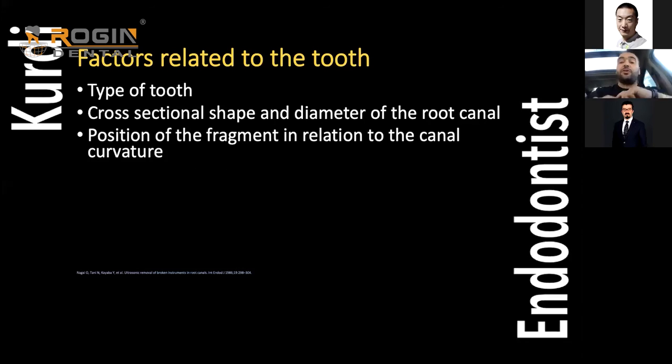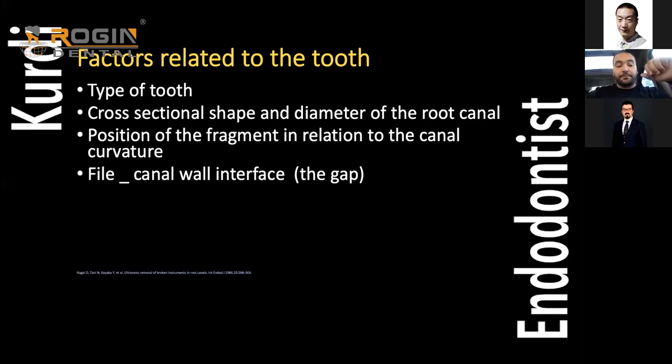Position of the fragment in relation to the canal curvature. Here we have to stop a little bit because according to this factor, we will have two treatment options: if we are going to bypass or retrieve. That's why in most of my cases, if you have a broken file before the curve, above the curve, I will go for sure, if I have a microscope, for retrieval. But if I have a broken file beyond the curve, indeed, I will go for bypassing. And we will talk about this in detail in the next slides.